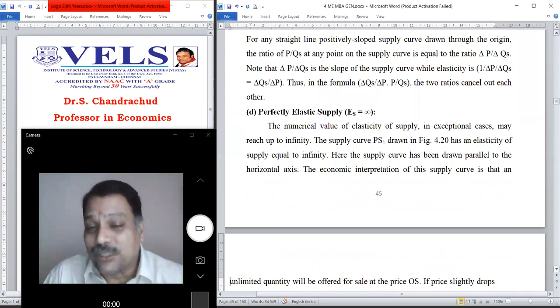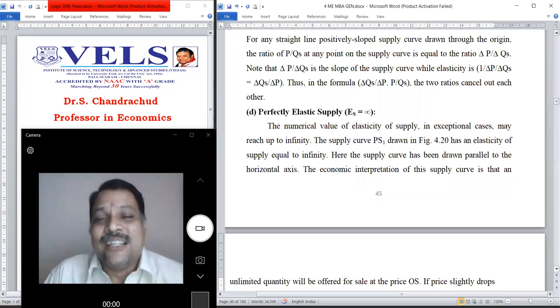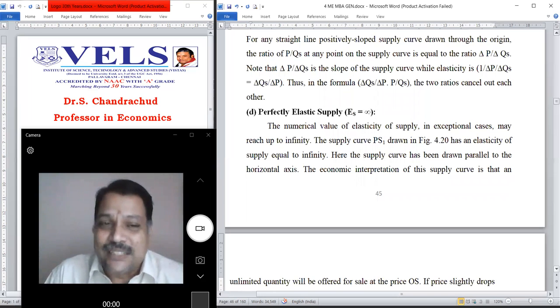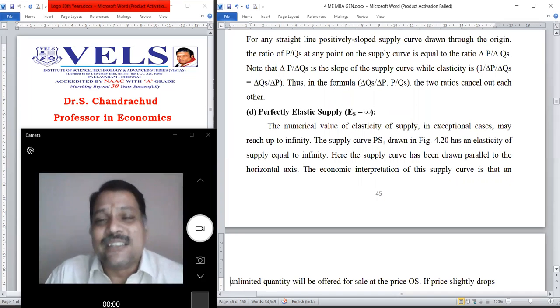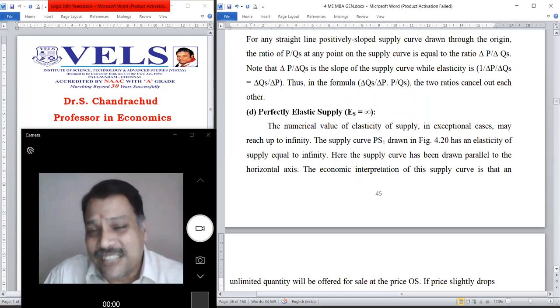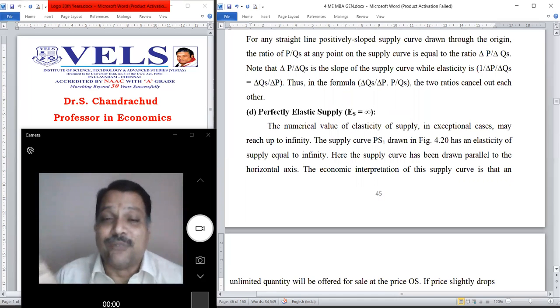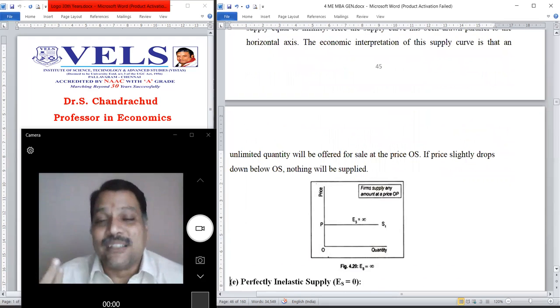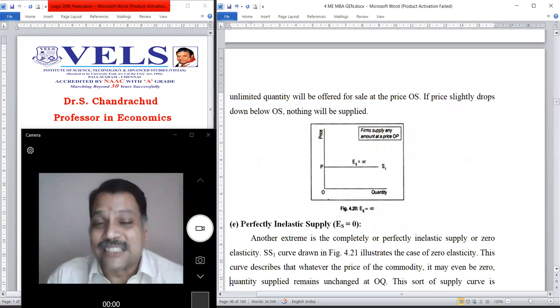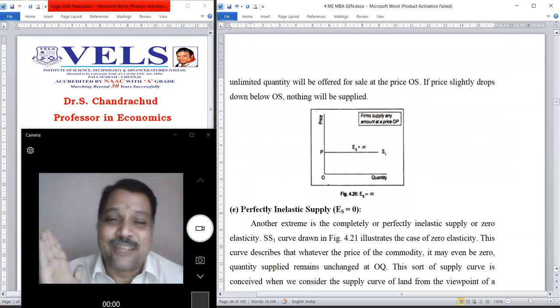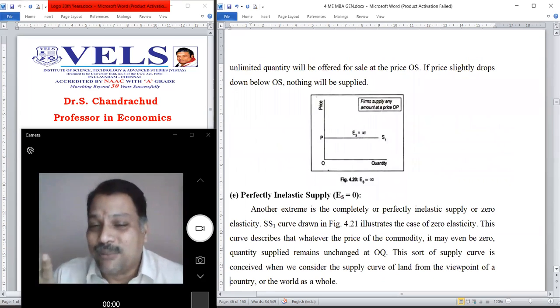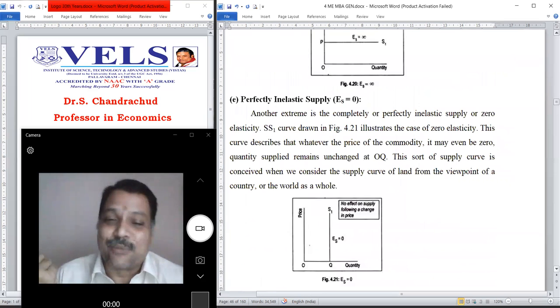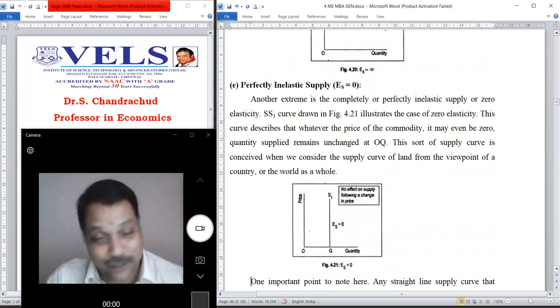Then the fourth type is perfectly elastic supply, where the value is infinity. The numerical value of elasticity of supply is exceptional. It is an exceptional case. Why? Because it reaches infinity. The supply curve in figure 4.20 has ES equal to infinity, because there is no change in price. Likewise, the other way, perfectly inelastic means there is no change in supply while the price keeps on changing. So it is perfectly inelastic. Here the elasticity of supply is equal to 0, which is shown in figure 4.21.